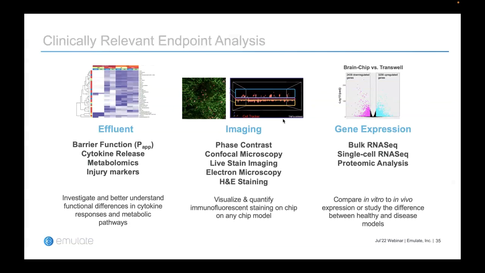And finally, gene expression. We have workflows for extracting that biology, so you can do bulk RNA-seq. In fact, that's the major mechanism that we use here at Emulate, but we're also looking to move into single-cell RNA-seq, and there's workflows that enable that, as well as proteomic analysis. So again, rich data you can get off of the chip. This is not a simple assay with a yes/no answer. You're able to really probe the system in a number of different ways to generate a picture of what's going on with that biology.